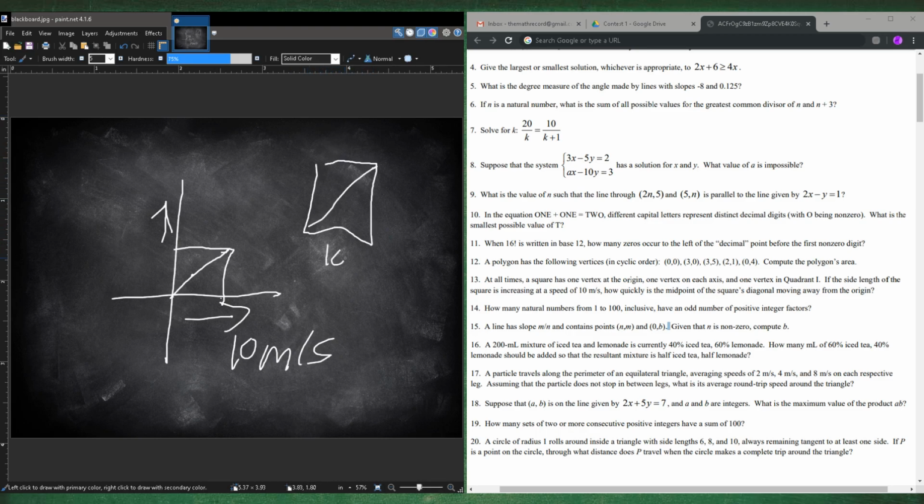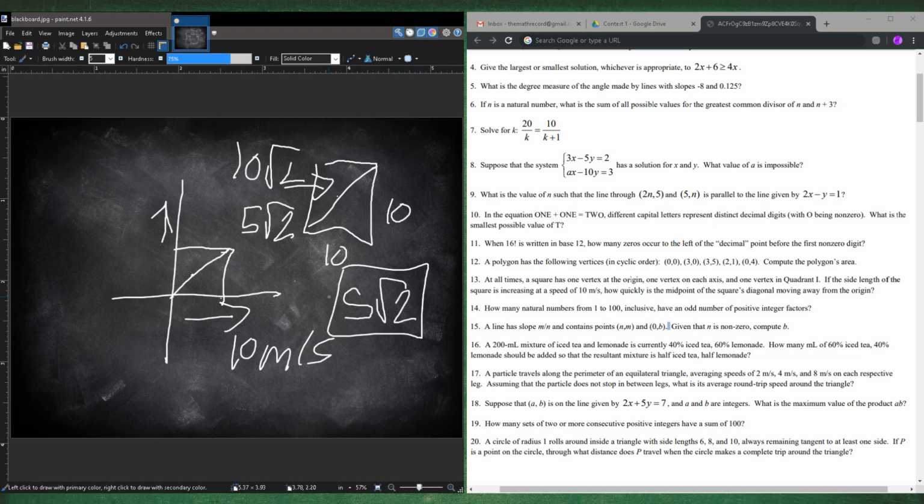So if this is 10 and this is 10, just going 10 meters per second, then the hypotenuse is just square root 2 times the side length. So the hypotenuse is 10 square root 2. And the midpoint is just halfway through that, so you multiply by 1/2 and get 5 square root 2. So the speed the midpoint is moving is just 5 square root 2. Basically, just that simple.